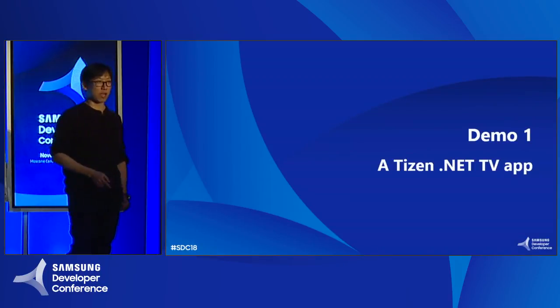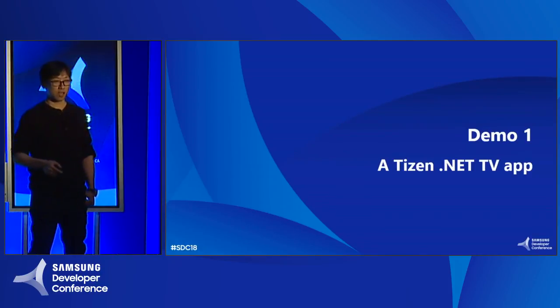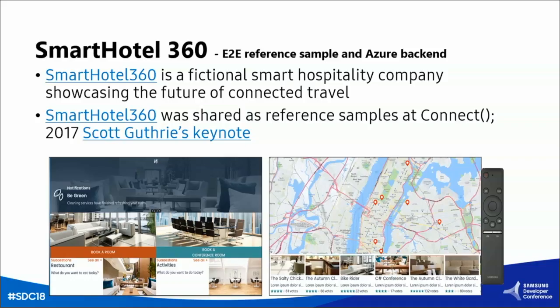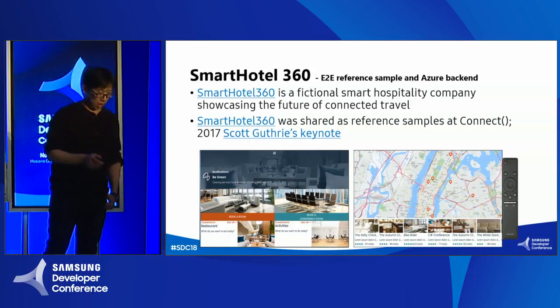Okay, I will show some demo right now. We have 6 minutes, so I will try to show you really quickly because we have demo outside booth. So the app I'm going to show you is Smart Hotel 360. This app was used in Connect in 2017, and we ported this app to Tizen platform. So this is Xamarin Forms app, so I will show that.